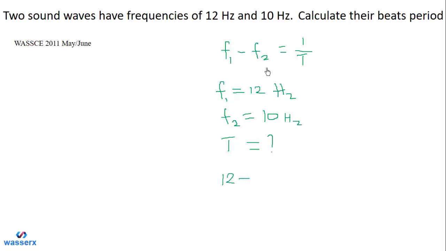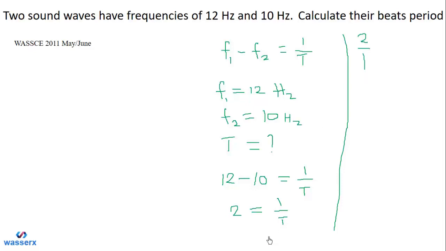So we have 12 minus 10, which is F2, equal to 1 over big T. 12 minus 10 is simple, that is 2, which is equal to 1 over big T, the beat period. Now we can recall that 2 is the same as 2 divided by 1. We can cross multiply, or we can flip both sides to obtain 1 over 2 equal to T.